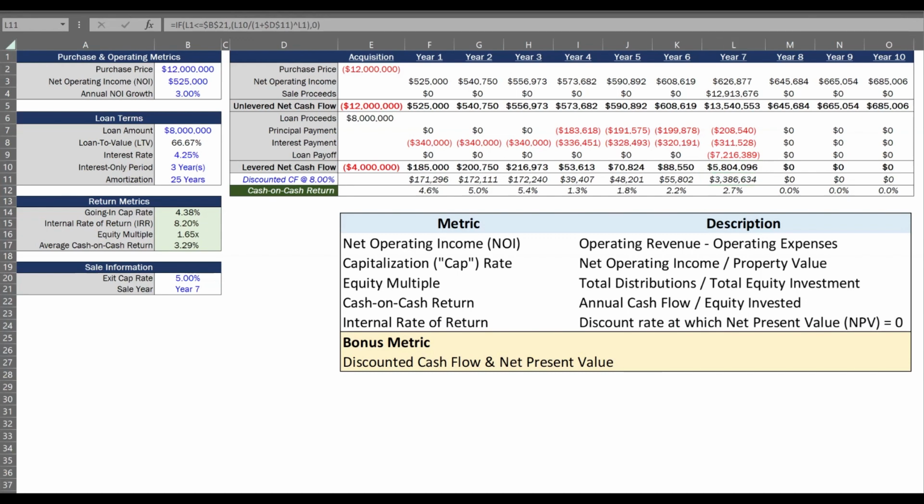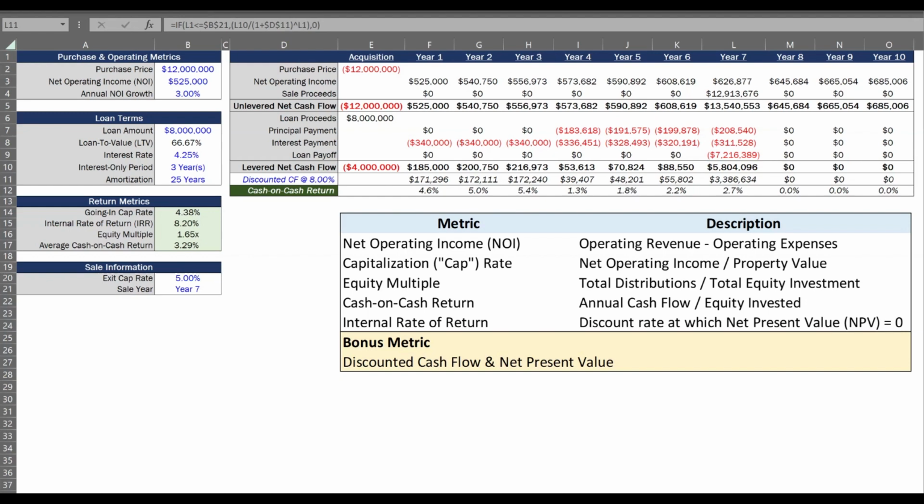Now let's talk about what net present value means, because I just mentioned it. Net present value is the difference between the present value of future cash flows and the cost of the investment. If the net present value is positive, it means that the investment is expected to generate a return that's higher than the discount rate. And if the net present value is negative, it means that the investment is expected to generate a return that's lower than the discount rate.